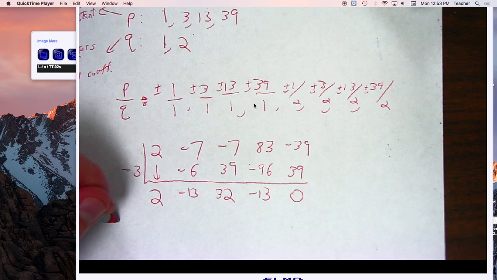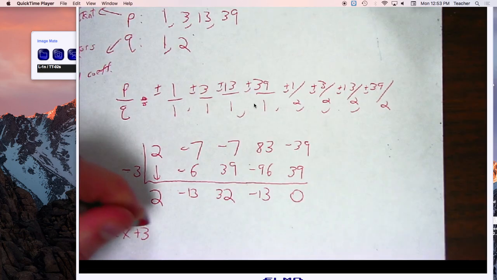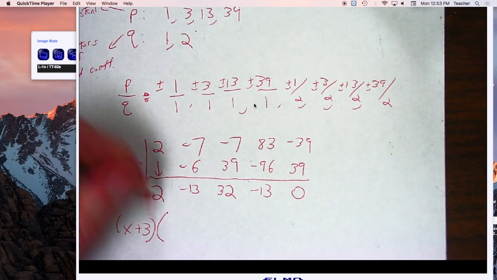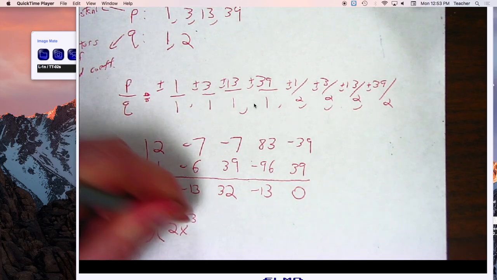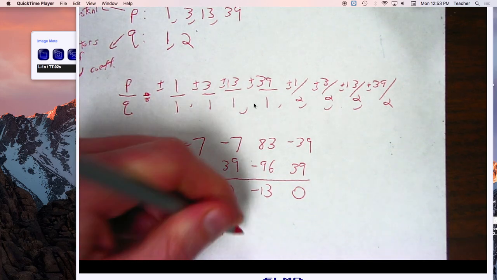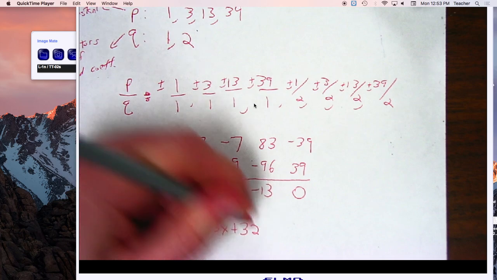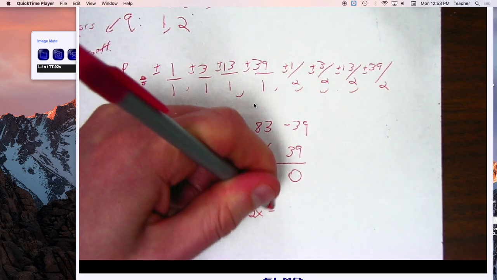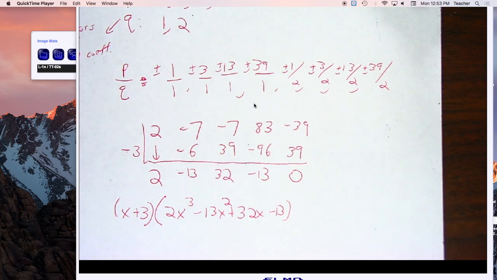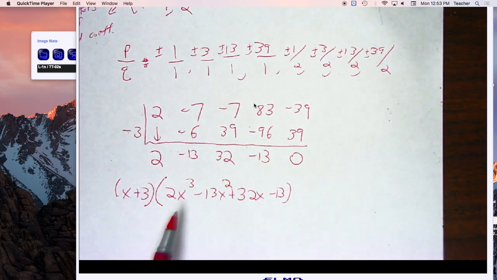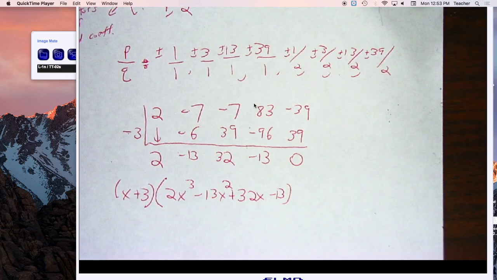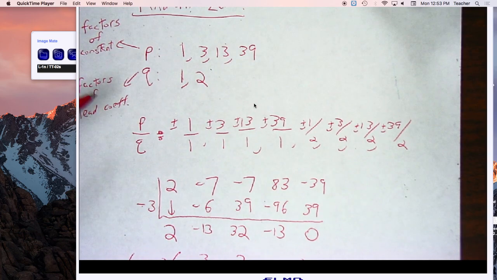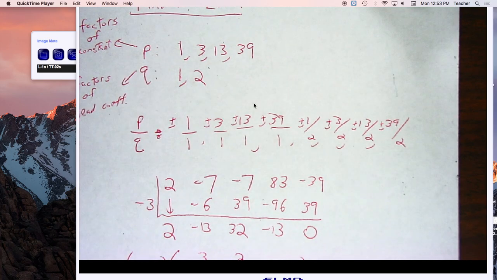And so that means I have now factored the polynomial. So x plus 3 was a factor. And these give me the coefficients of the remaining factor. Oops, so this is 2x cubed minus 13x squared plus 32x minus 13. Now, if I wanted to, I could start this process all over again. I could graph this and do my P's and Q's, but I don't need to. I sort of already have all the stuff I needed to know. Got my P's and Q's, I have my graph from before.